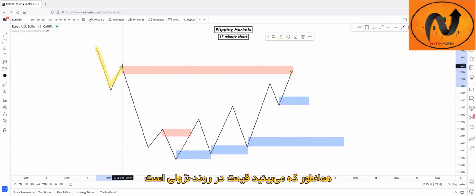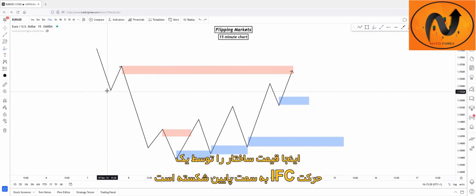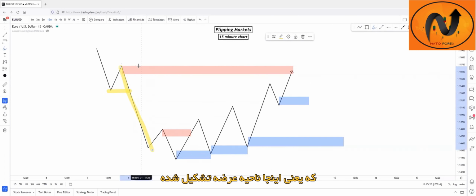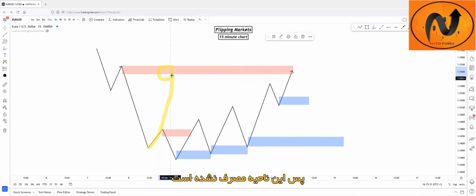As you can see, price is moving in a downtrend here, creating a series of lower lows and lower highs. Price created a break of structure here with an impulsive, inefficient movement to the downside. So this means a supply zone has been formed here. Price didn't come back up to mitigate this zone, so this zone has been left unmitigated.